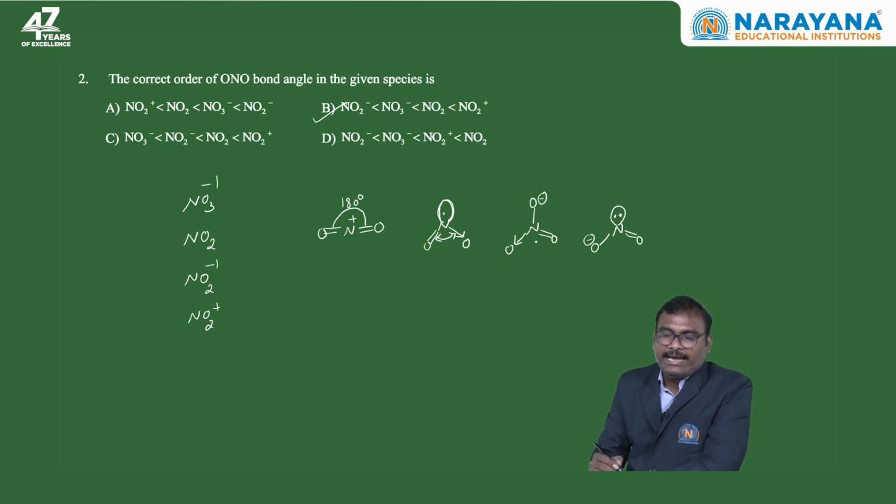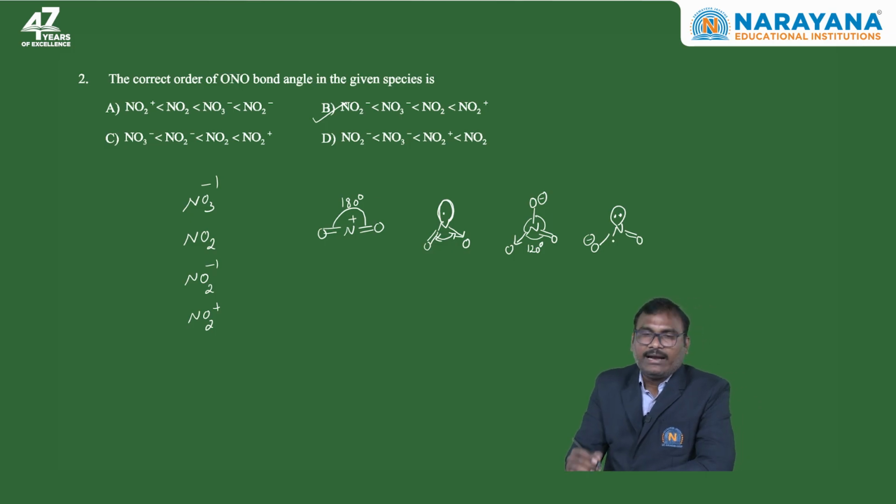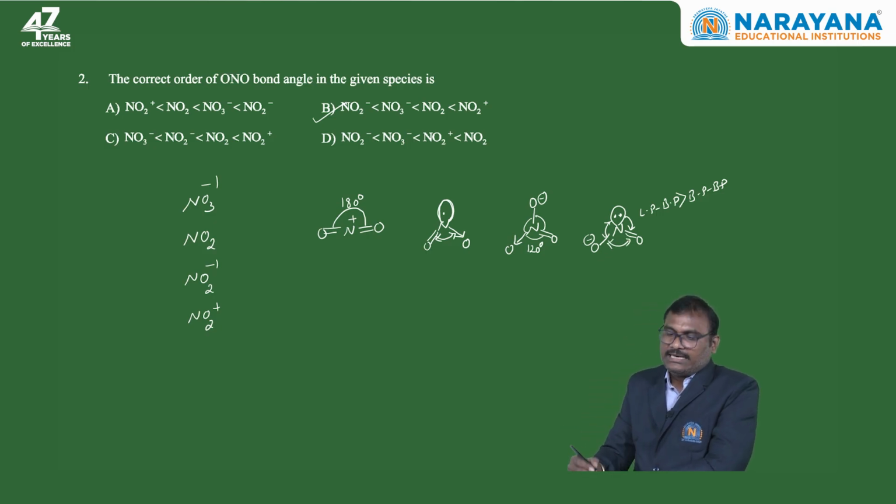And number 2, here NO3 minus, perfect trigonal planar, that's why the bond angle is 120 degrees. Here the bond angle should be 120, but due to lone pair and bond pair repulsion, lone pair bond pair repulsions are more than bond pair repulsion. That's why the bond angle is lesser than the normal expected bond angle due to the more repulsions by lone pair and bond pair. That's why here the bond angle is less than 120 degrees. Because of perfect trigonal planar structure, the bond angle is 120 degrees.